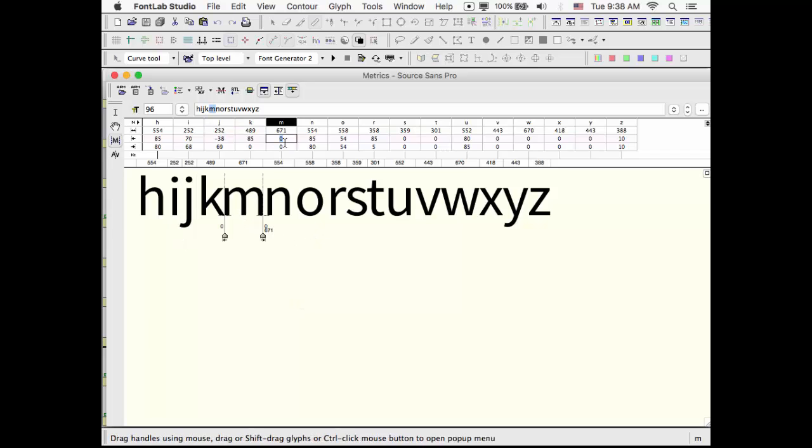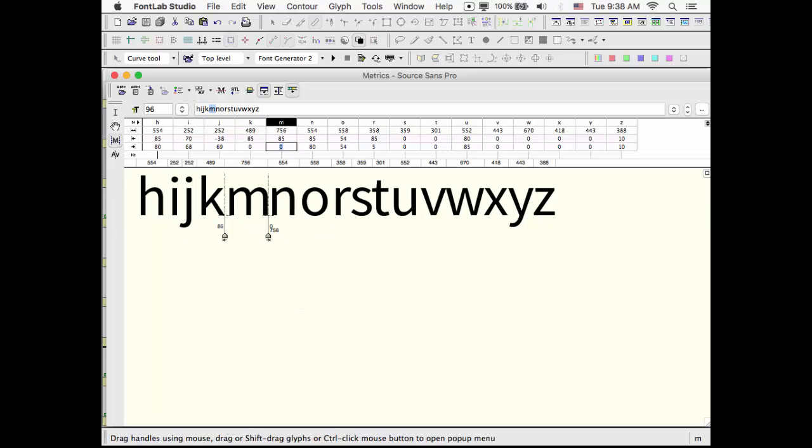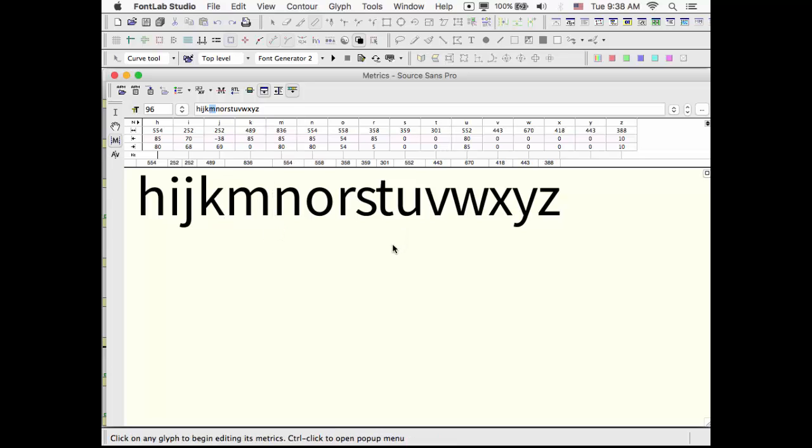And oops, I haven't done M yet. I think there's something looking odd about this string of text. And now it's just S and T left.